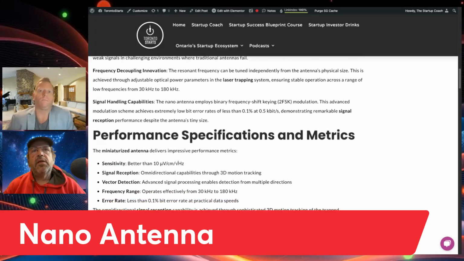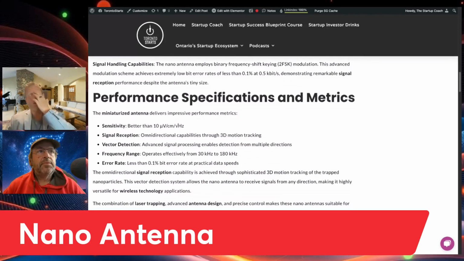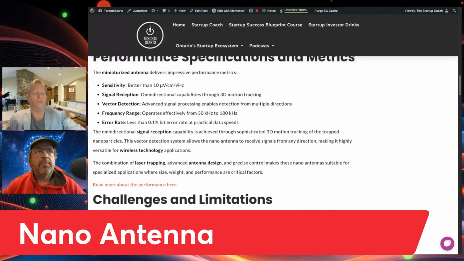And they can penetrate difficult environments better because of the low frequencies. Exactly. But again, we're going to have issues with data on those low frequencies. That's why I'm hoping they can develop this to handle higher frequencies, which I'm sure they can.